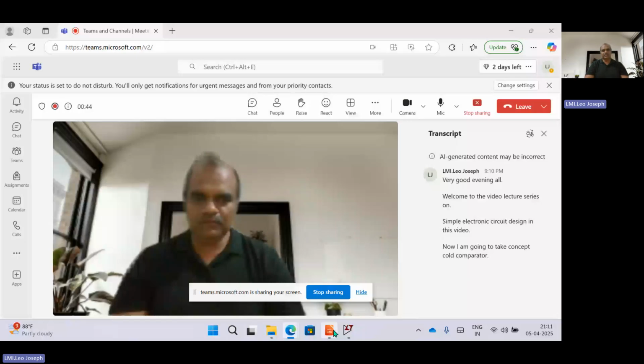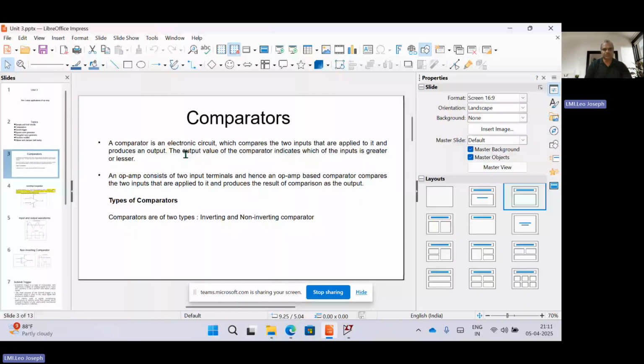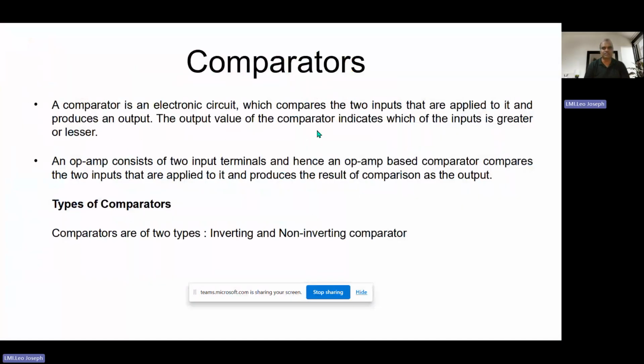So basically, a comparator is an electronic circuit, you all know, which compares two voltages applied to the input, and it can produce output either high or low. It will compare the two input voltages applied at its input terminals. You all know that an operational amplifier has two terminals. One is the inverting terminal and another one is the non-inverting terminal.